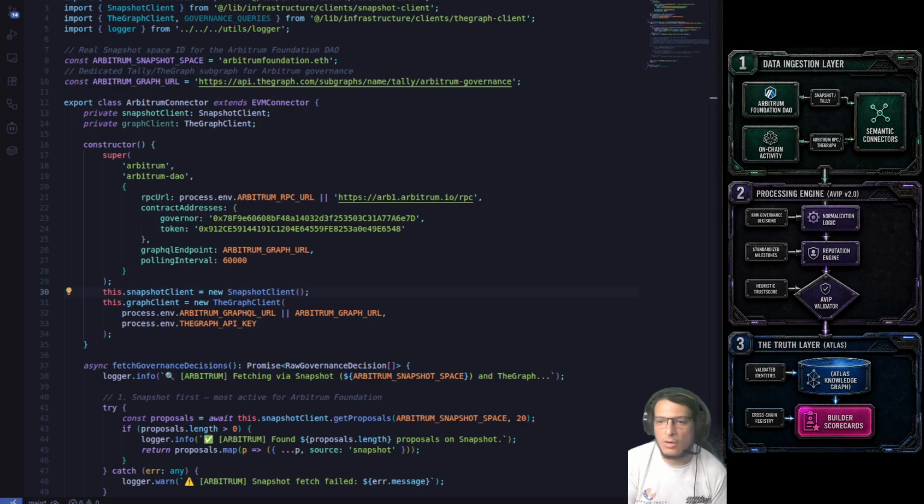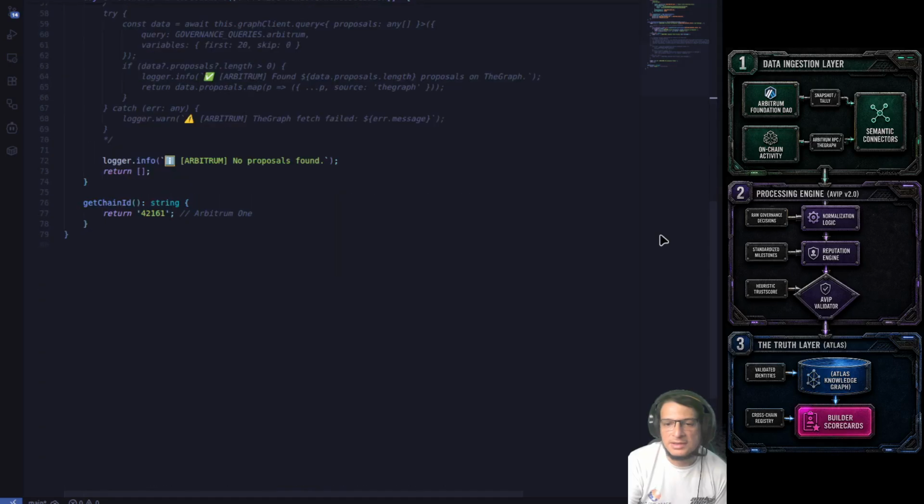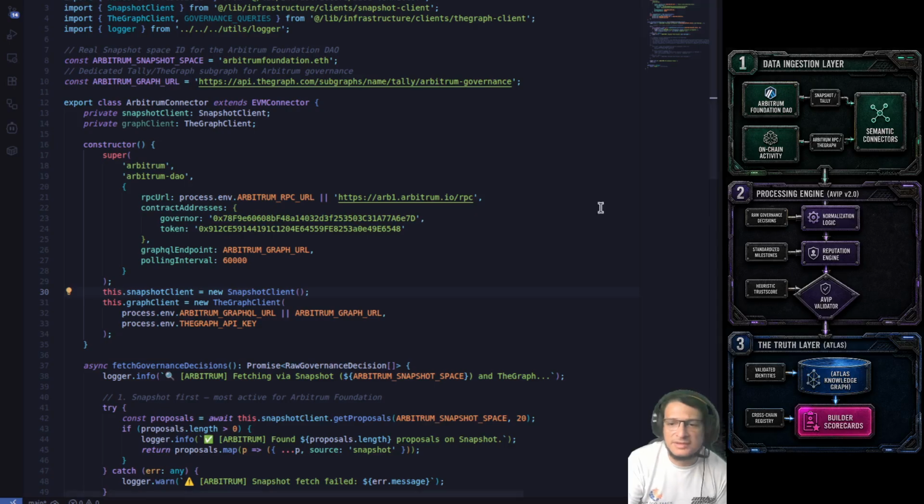Here is a quick overview of the progress I made for this buildathon. My name is Ilich Blanco and my project is Andromeda Core. First, we'll see the file arbitrum-connector.ts, the ecosystem sentinel. This file is responsible for the semantic ingestion of Arbitrum.